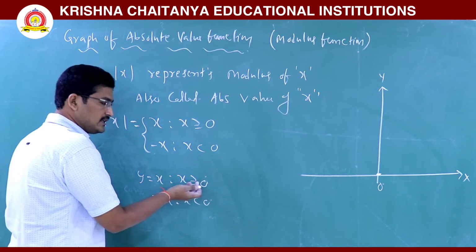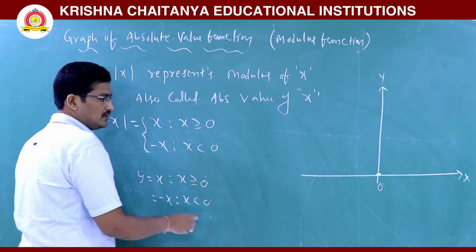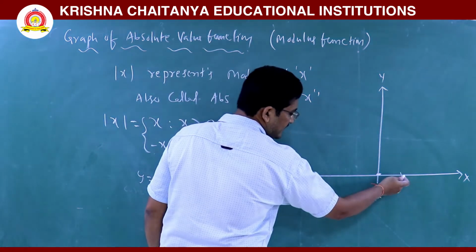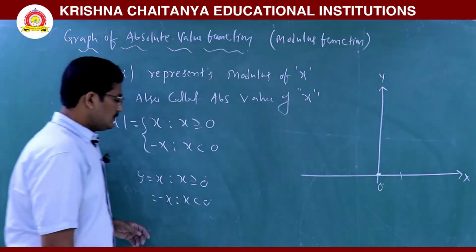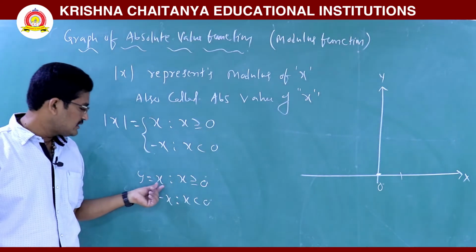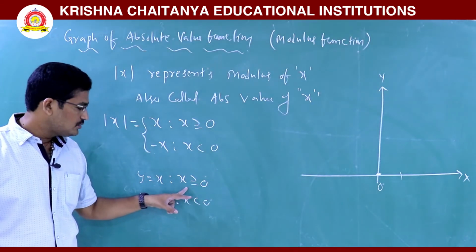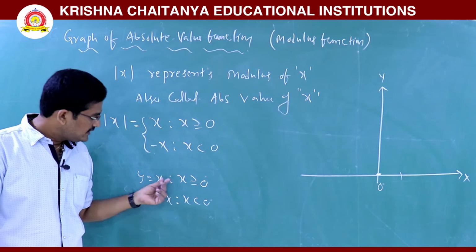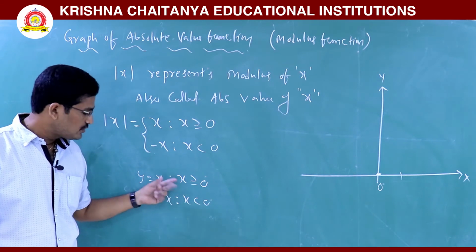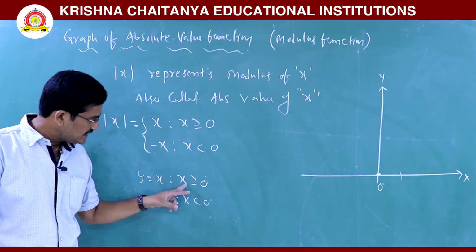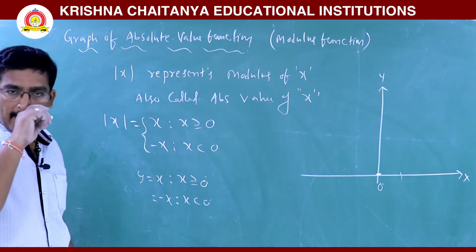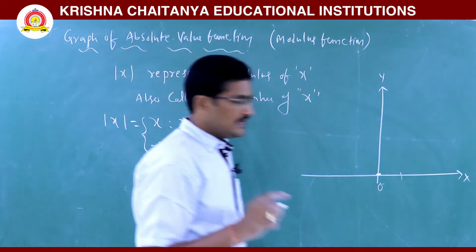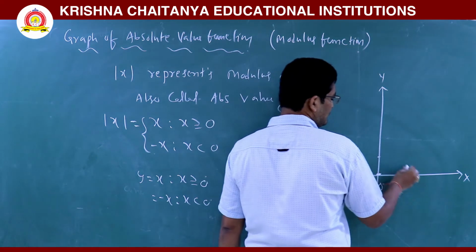x equals 1, that means 1 is greater than or equal to 0. At that situation, x is 1, then y is 1. x is 2, y is 2. x is 3, y is 3. x is 4, y is 4. If x is greater than or equal to 0, y equals x. x1, y1, x2, y2, x3, y3, like that. So it is nothing but the y equals x line.